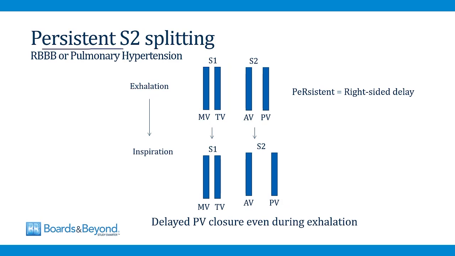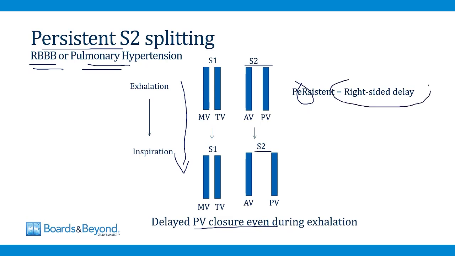Persistent splitting of the second heart sound is abnormal. This occurs in patients who have a right bundle branch block or pulmonary hypertension or something that delays closure of the pulmonic valve both during exhalation and inspiration. If we look at our little diagram again, in the case of persistent S2 splitting, S2 is split during exhalation and then it splits a little further during inspiration, but the bottom line is it's persistently split through all phases of the respiratory cycle. And this happens when something is causing the pulmonic valve closure to be delayed. It could be a right bundle branch block, it could be pulmonary hypertension. And the way to remember this is that persistent, the R in persistent is for right-sided delay.